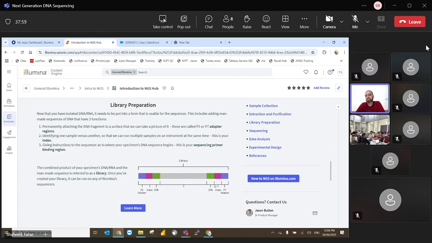After library preparation, because you have fragmented DNA, whether you have done fragmentation by sonication or by enzyme, you will know the expected range of fragment size for your assay. Also, you have added some known sequences like adapters, indexes and the sequencing primer binding site. These also will tell you the idea of what the fragment size should be.